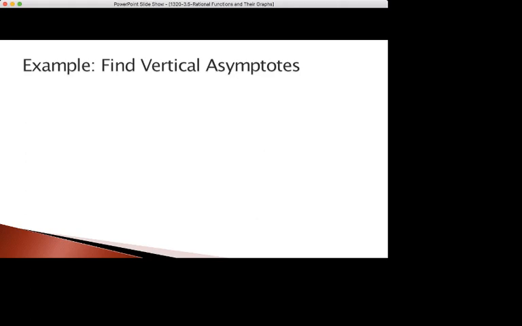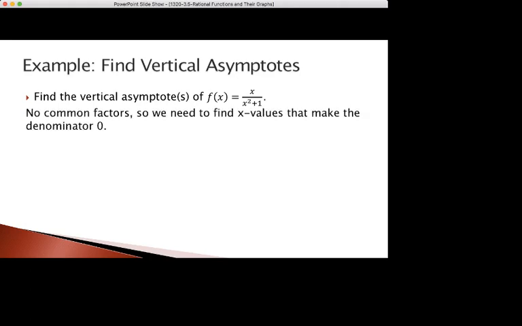Now, let's consider another function. f of x is equal to x over x squared plus 1. Now, they have no common factors, so we need to find the x values that make the denominator vanish. So, to do that, set x squared plus 1 equal to 0. Subtract 1 from both sides. We have x squared is equal to negative 1. And now we're going to take the square root of both sides, and then we can conclude definitively that we have vertical asymptotes at plus or minus i.